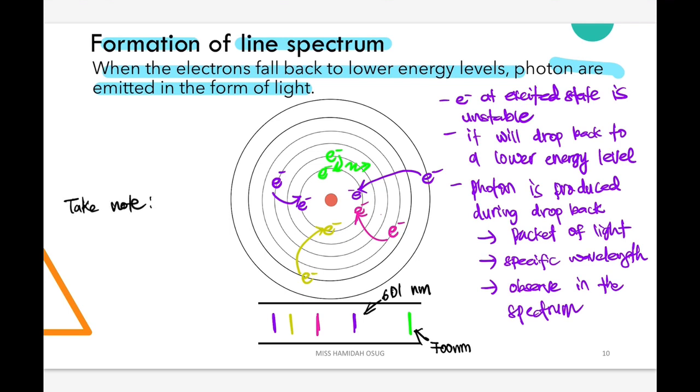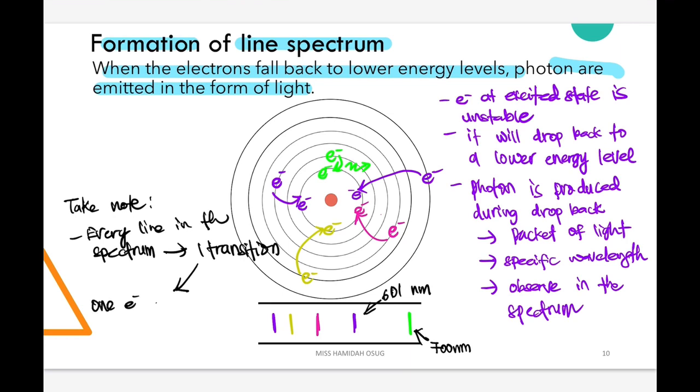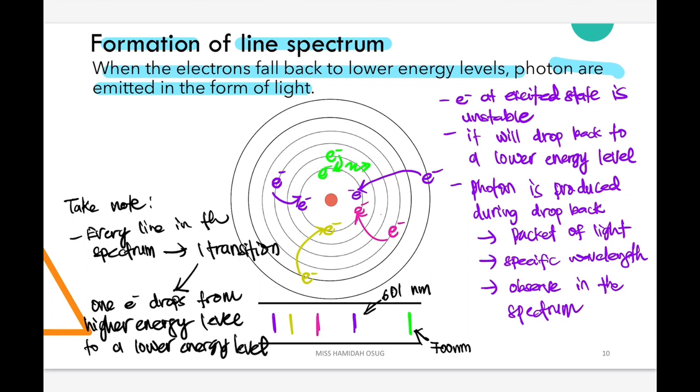And a special reminder for you, every line on the line spectrum, dia mewakili satu transition, yang mana satu transition itu adalah apabila one electron drops from a higher energy level to a lower energy level. So one line, one transition, electron drops from a higher energy level to a lower energy level.